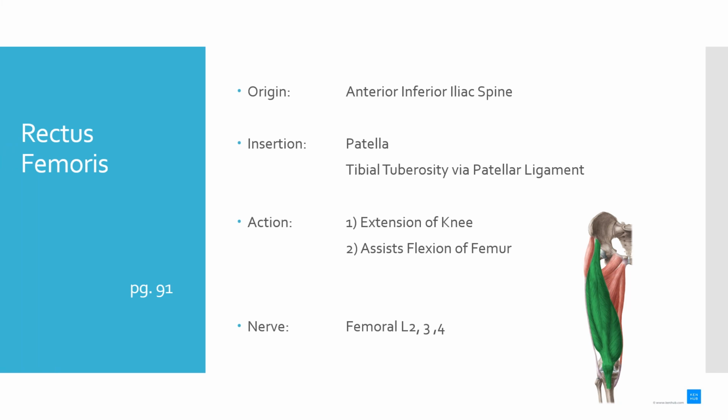Rectus femoris. The origin is the anterior inferior iliac spine, AIIS. 2 insertions include the patella as well as the tibial tuberosity via the patellar ligament. 2 actions include extension of the knee, and it also assists flexion of the femur. The nerve is femoral L2, 3, and 4.